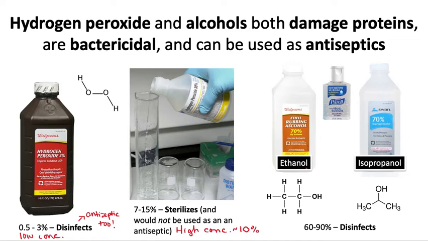And then alcohols like ethyl alcohol or isopropyl alcohol, also called ethanol or isopropanol, can also disinfect. The optimal concentration for using these is about 60 to 90%. If something is less than 60%, it does not do a very good job. Alcohols are also very commonly used as antiseptics. Even hand sanitizer is an antiseptic because it has that bactericidal agent in it that kills bacteria.